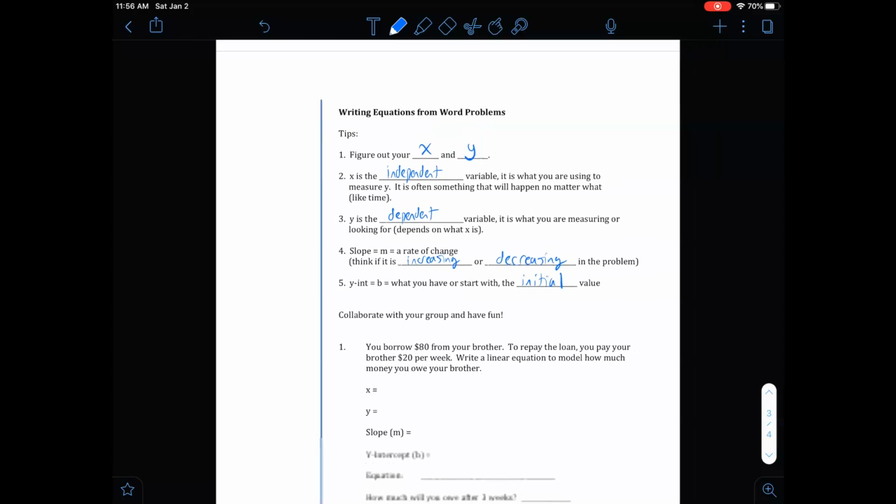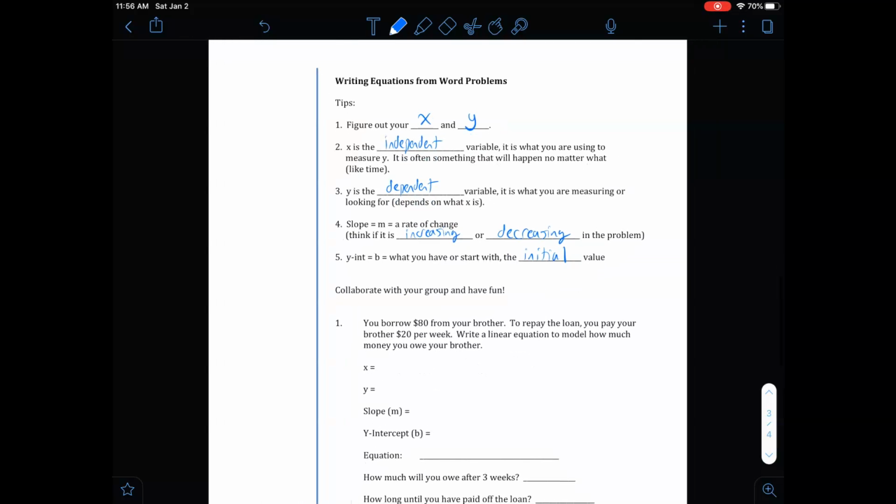It says collaborate with your group and have fun. We don't have any groups today. It's just a video, so we'll go through this together here.